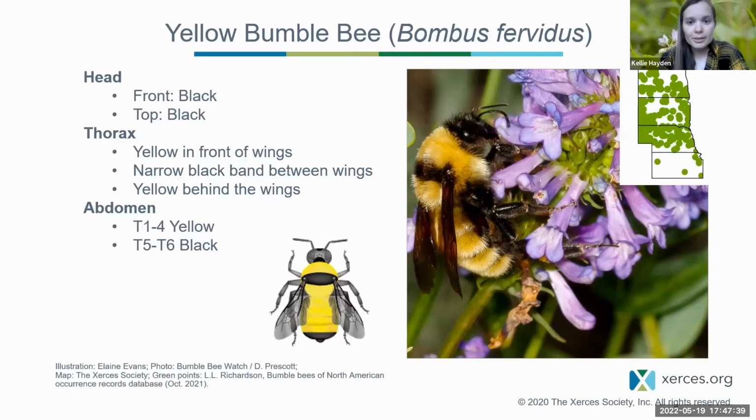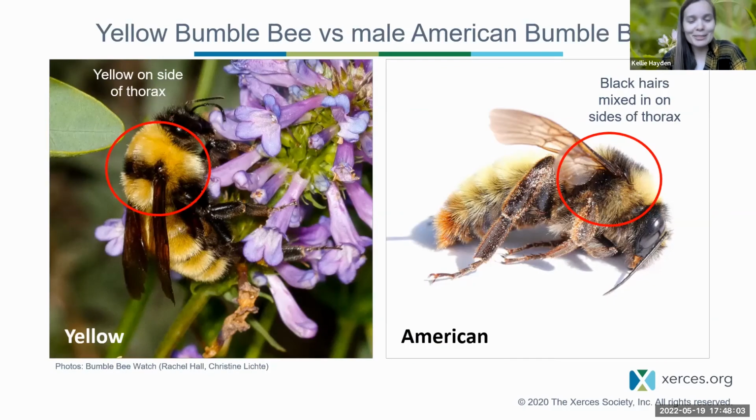Then next, we have the yellow bumblebee. The front and the top of the head are both black. The thorax is yellow in front and behind of the wings with a narrow black band between the wings. And then the abdomen, T1 through 4, all yellow. T5 and T6 are black. I really noticed that the species, when they're out foraging and I see one, I'm like, wow, that's a really yellow bee.